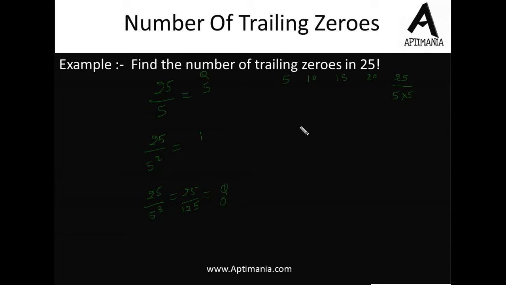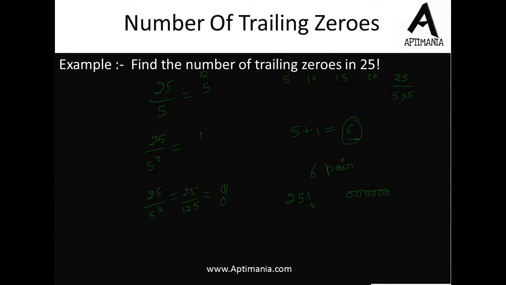So we don't have any number having more than 2 5s. The number of 5s that we have got is 6. And we know that the number of 2s in 25 factorial would be quite more than this number. So the limiting factor would be the number of 5s only. So we can have 6 pairs of 2 and 5. So at the end of this 25 factorial, we'll have 6 trailing zeros, right?